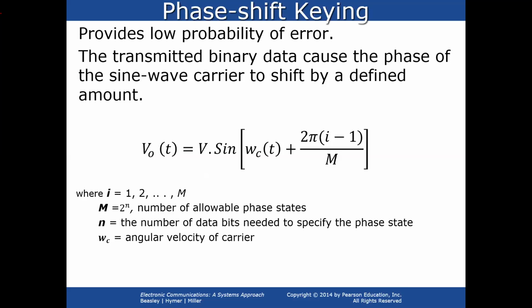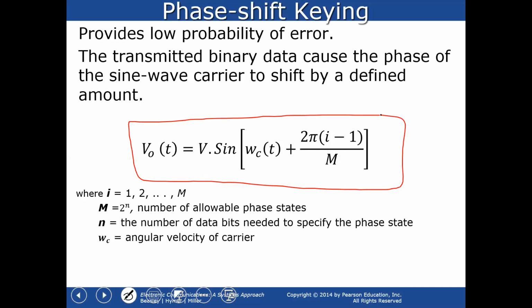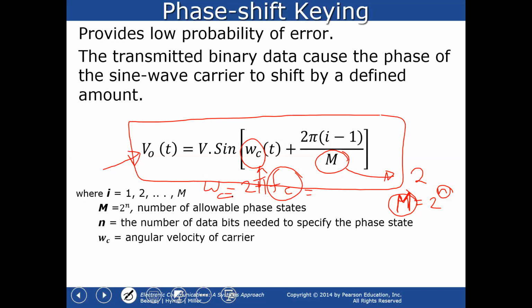So here, let me show. This will be your output of the phase shift keying. As you see here, the sine wave carrier shift will be defined by this amount, where M is the number of allowable states. So if I'm using binary shift keying, for example, then the number of states is 2. N is equal to the number of data bits needed, and we know that the relationship between N and M is that M is equal to 2 to the power of N. So the possible allowable states equal 2 to the number of bits. And your WC here is your carrier frequency, and we know that WC is equal to 2 pi FC.